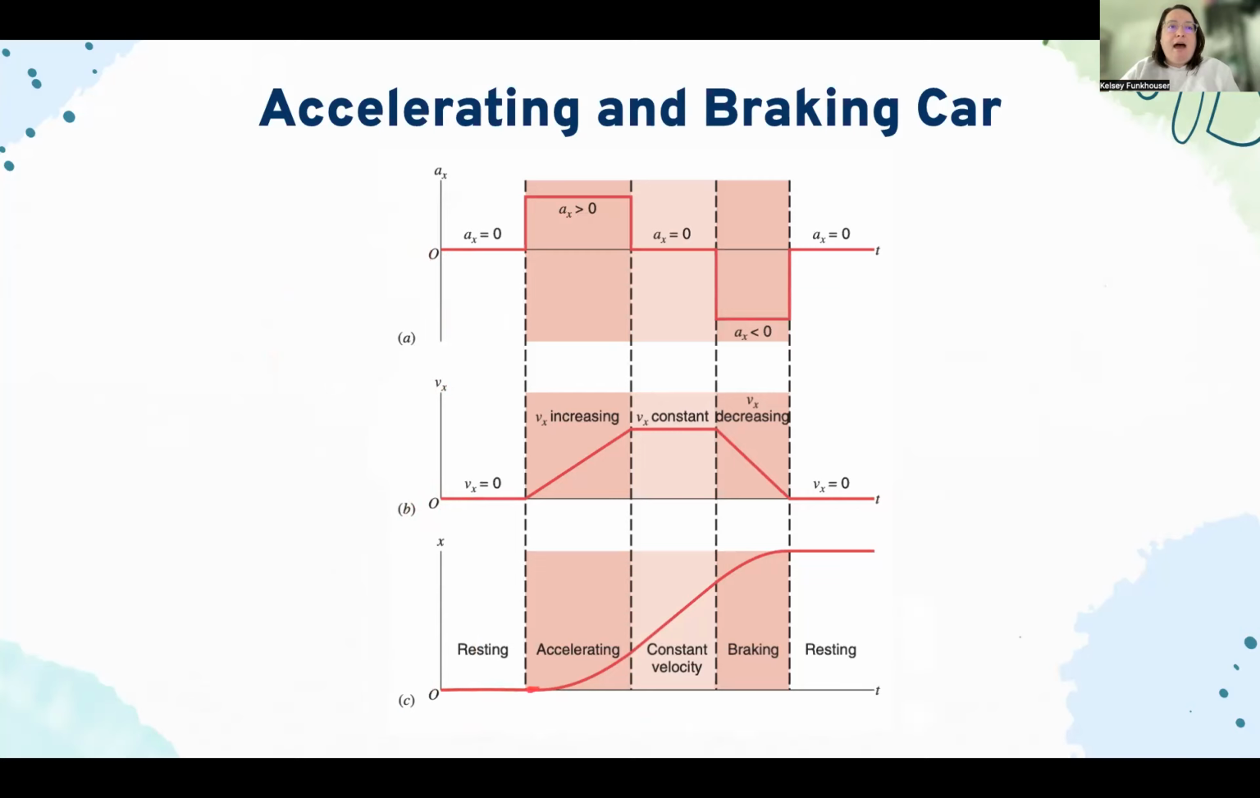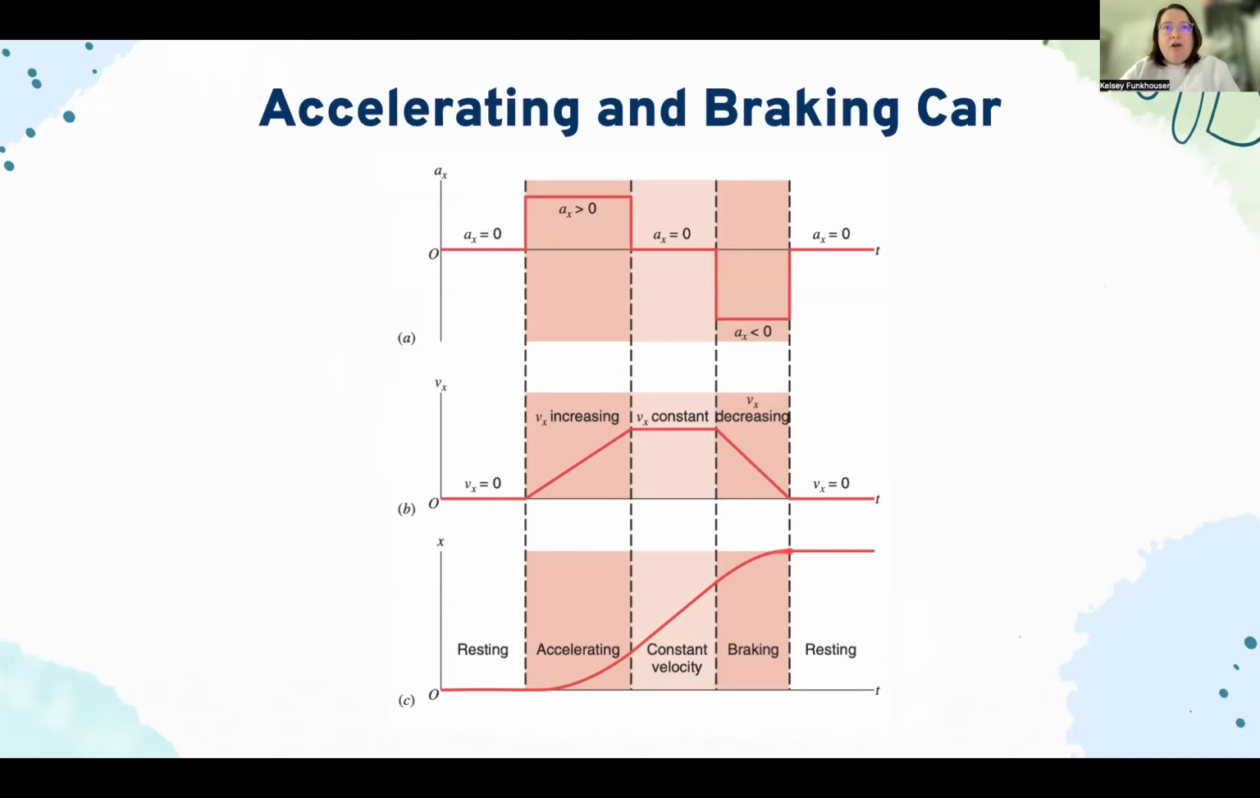The car starts at rest, so the position is 0 and doesn't change. And then it begins accelerating. So we see a positive slope, but it isn't constant. So it's a shallower slope here and a steeper slope here. And then we have a period of constant velocity where we have a constant slope in our position graph.